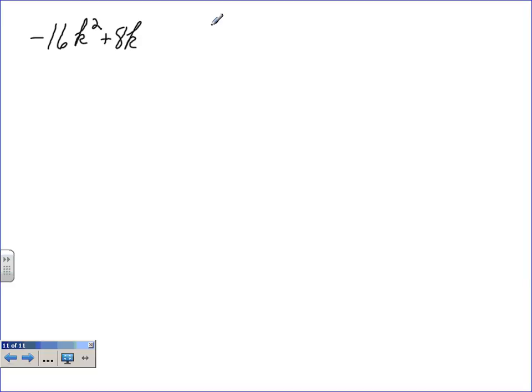All right, I want to continue on with 9.6, and you may run into a couple of problems, and I started to write one up on the board. Negative 16k squared plus 8k plus 24, and let's make this equal to 0. All right, so we got some bigger numbers here. Don't let it scare you.